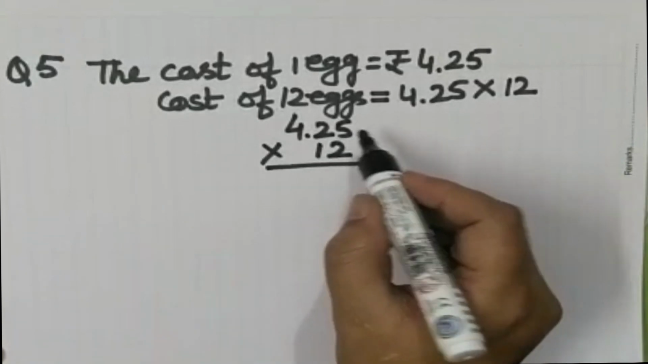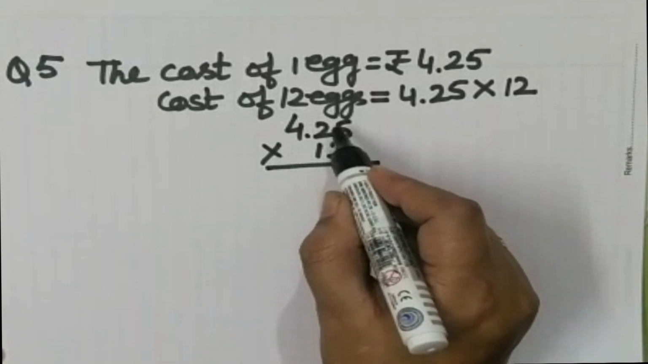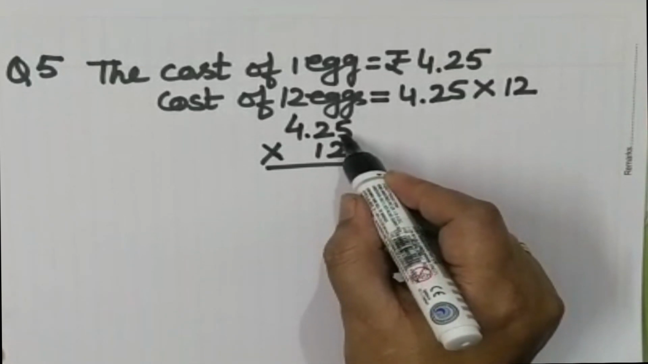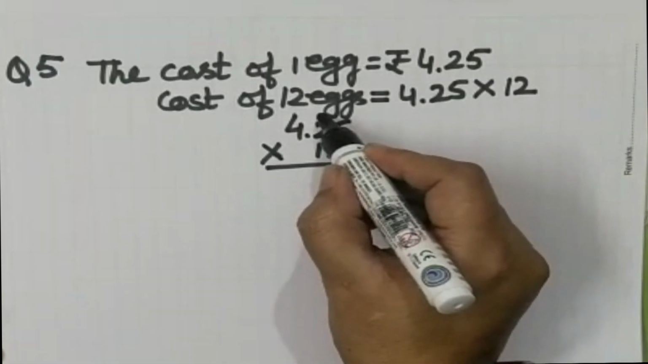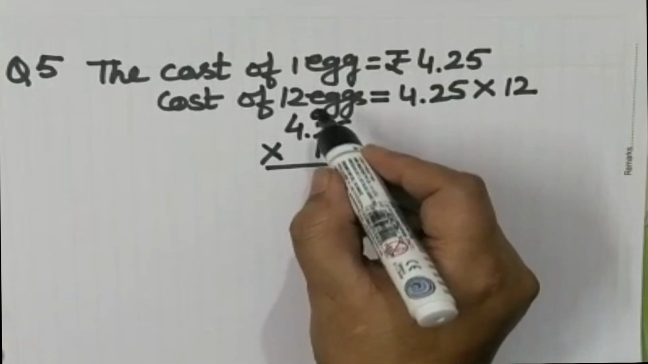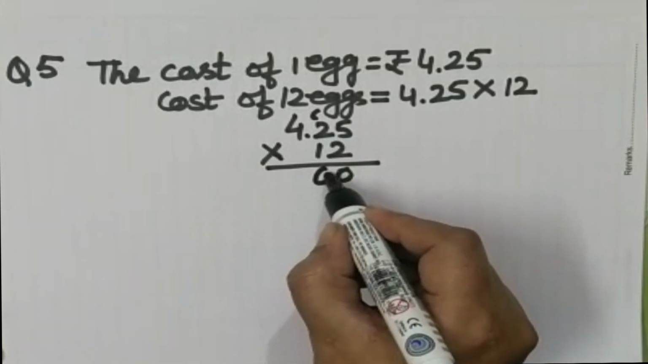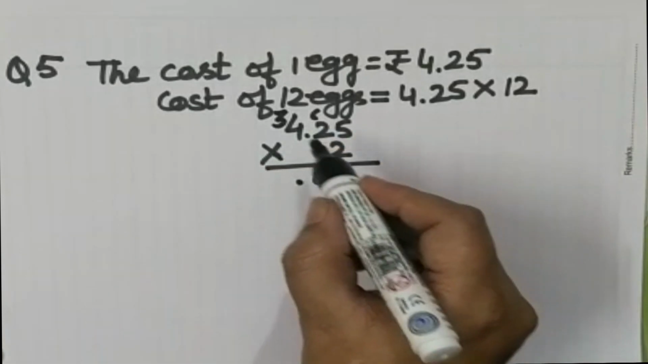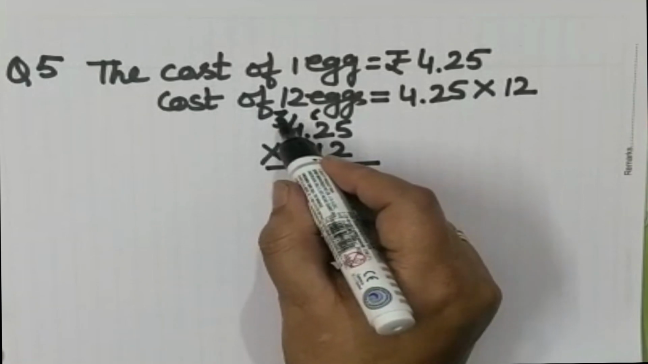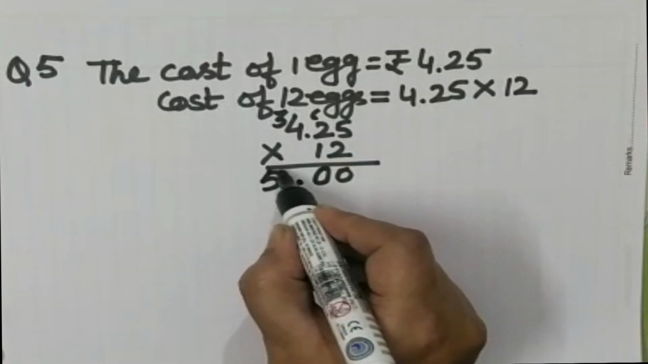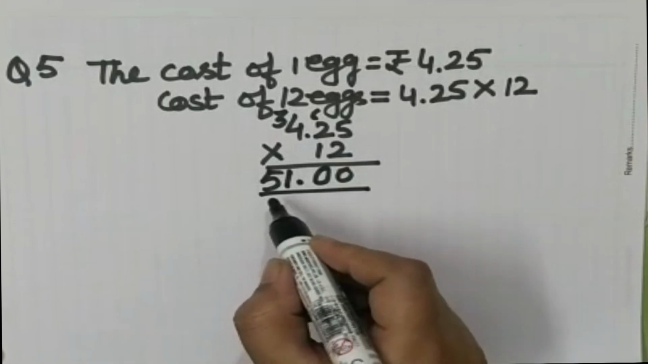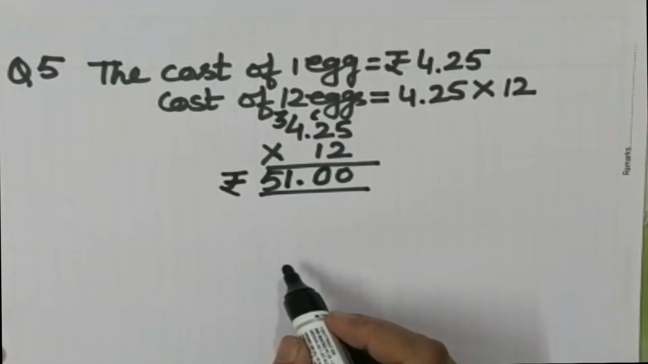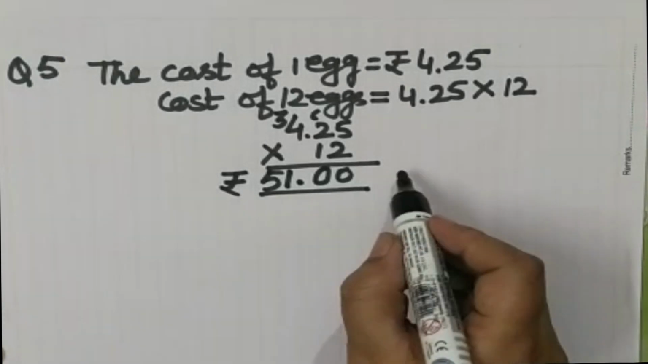Ignore the decimal. First we multiply by 425. 12 times 5 is 60. 12 times 2 is 24, and 6 and 24 make 30, we write 0 and carry 3. 12 times 4 is 48, and 3 is 51. Then the cost of 12 eggs is rupees 51. Answer.